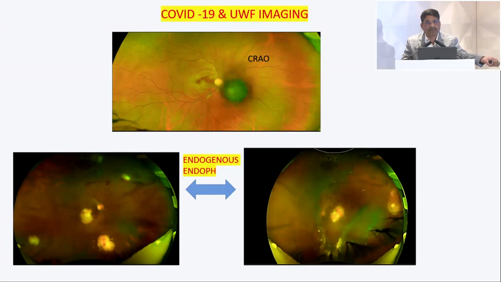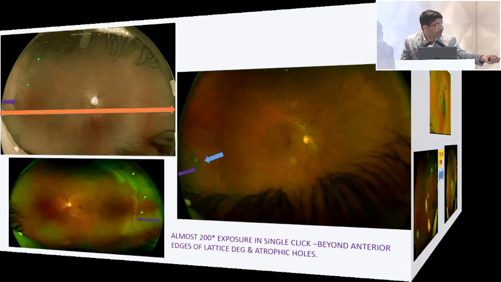Then in COVID-19, this modality helped us a lot because it is a non-touch technology. In cases of the thromboembolic phenomena which occurred at that time, we could take photographs and document them, as well as the endogenous endophthalmitis associated with mucormycosis.